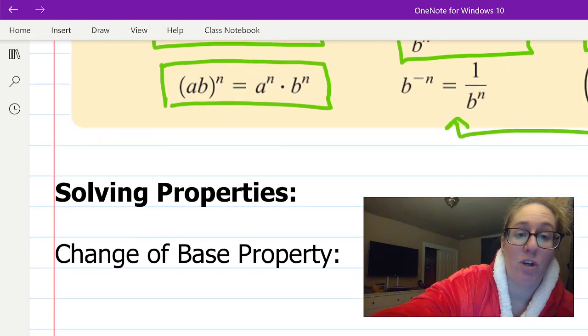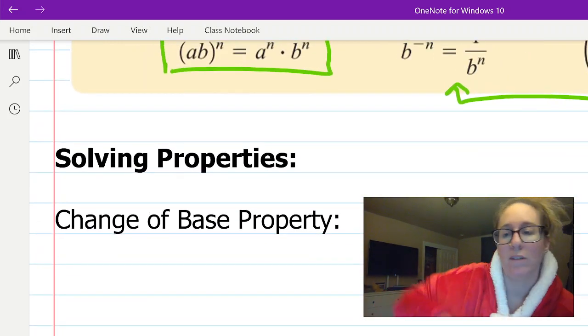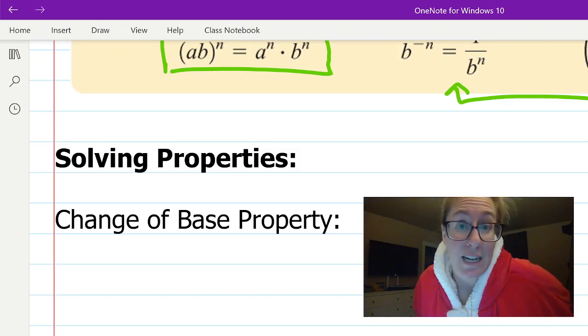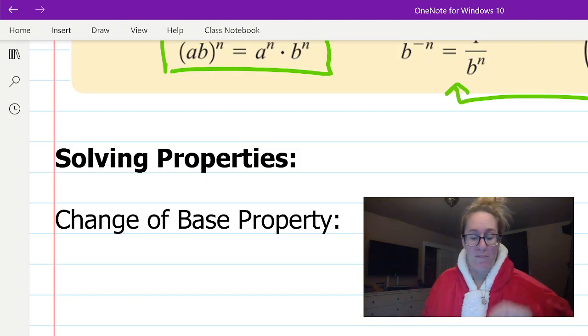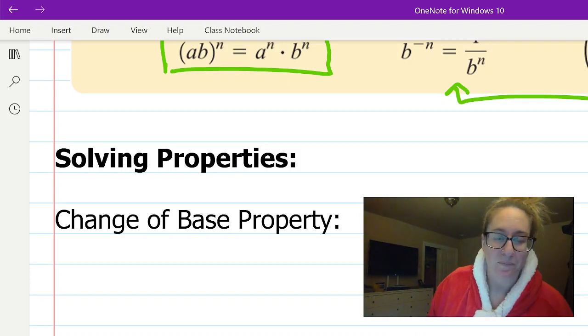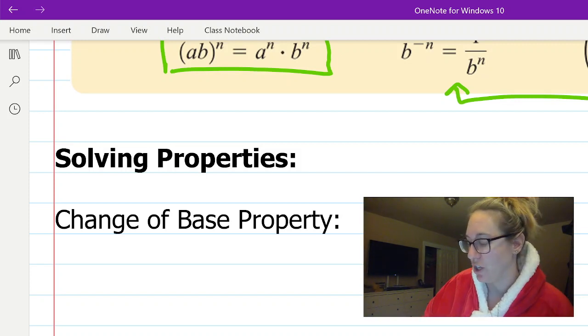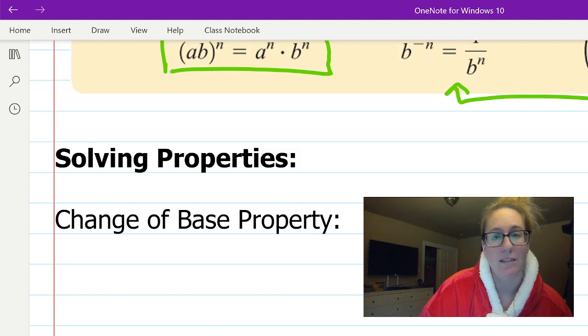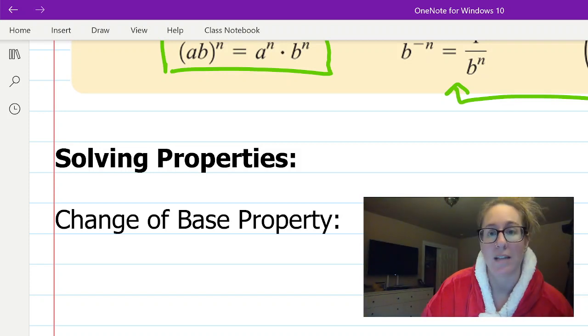Now we're getting into some new properties that I don't believe you would have seen in Algebra 2. These are a little bit more challenging. If you did see these in Algebra 2, good job. They're a bit more advanced. The first is called the change of base property. This property allows us to change our base number as long as we are using correct exponent rules.